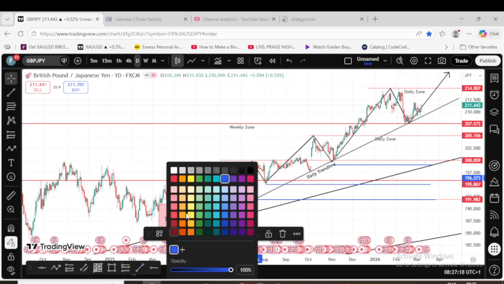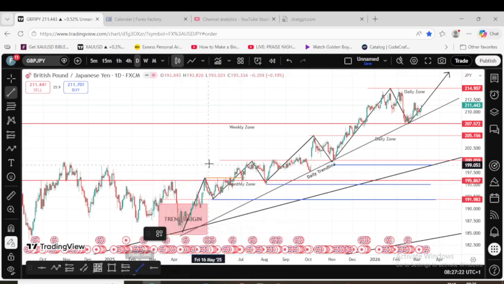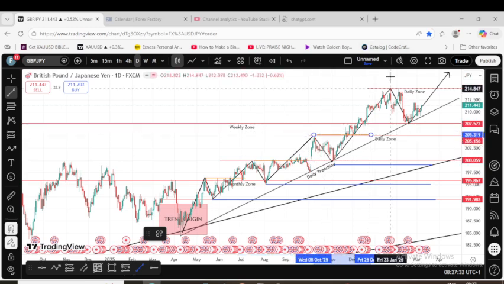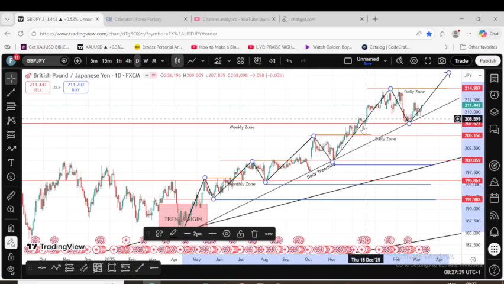Let's mark it. Let's identify it with orange. This is my second higher high. This is my third higher high. And then this is my fourth and most recent higher high. Now let's delete this.